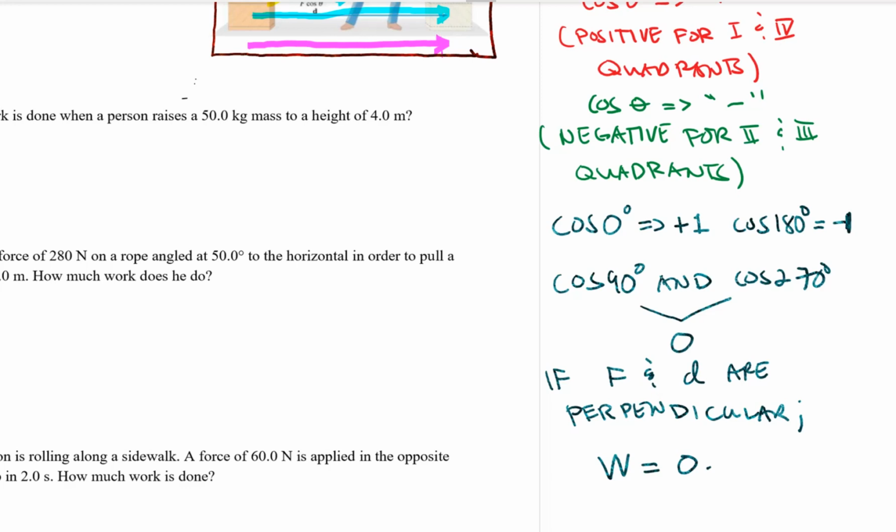That means that the force applied on the object doesn't do work in displacing that object. So again, that is for angles 90 and 270. Or one way of saying it is that F and D are perpendicular to each other.